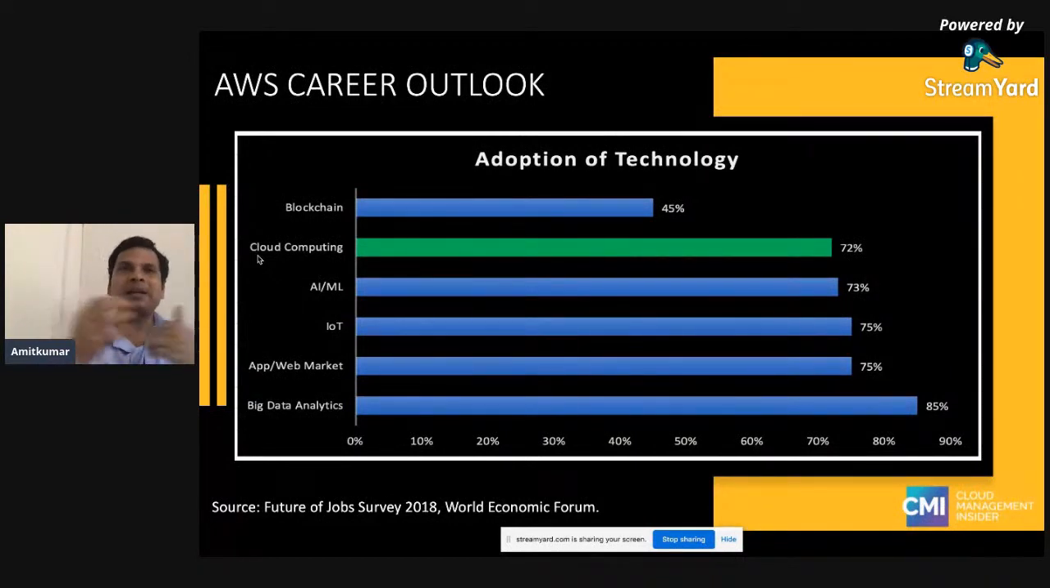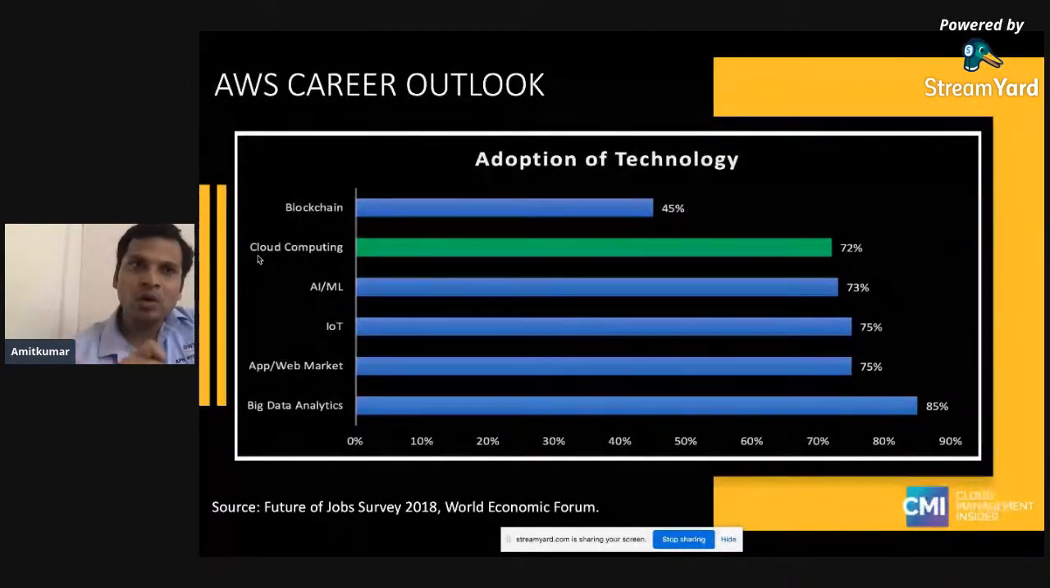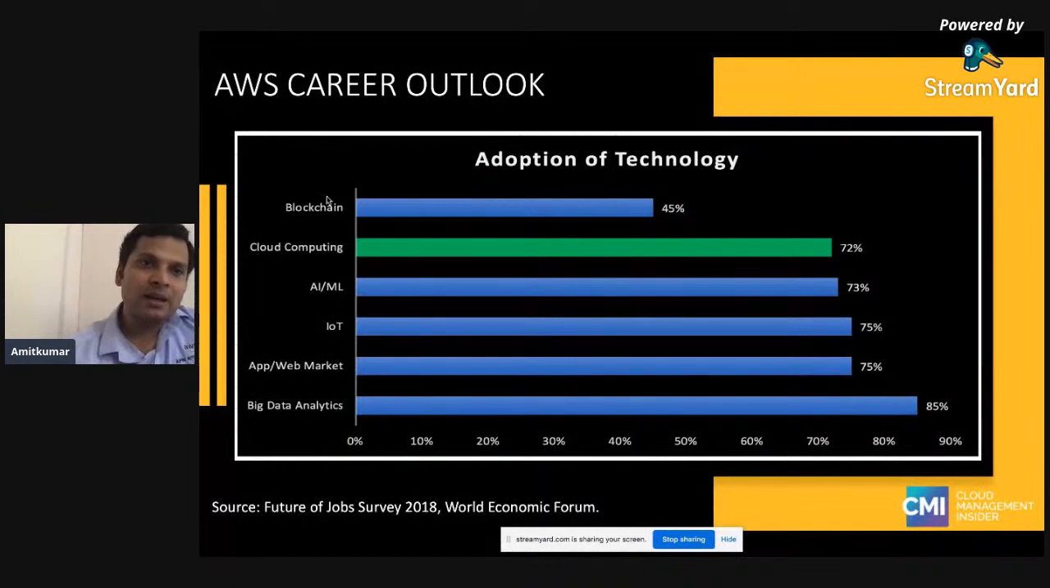You can't say I'm a developer but I do not know how it works on the cloud. You cannot say that I am an AIML expert, so why don't you give me 10 servers with some TBs of RAM, because I do not know how it works on AWS. So it is a mandatory skill set. You have to learn AWS so that you can implement or achieve any of your other technological interests.